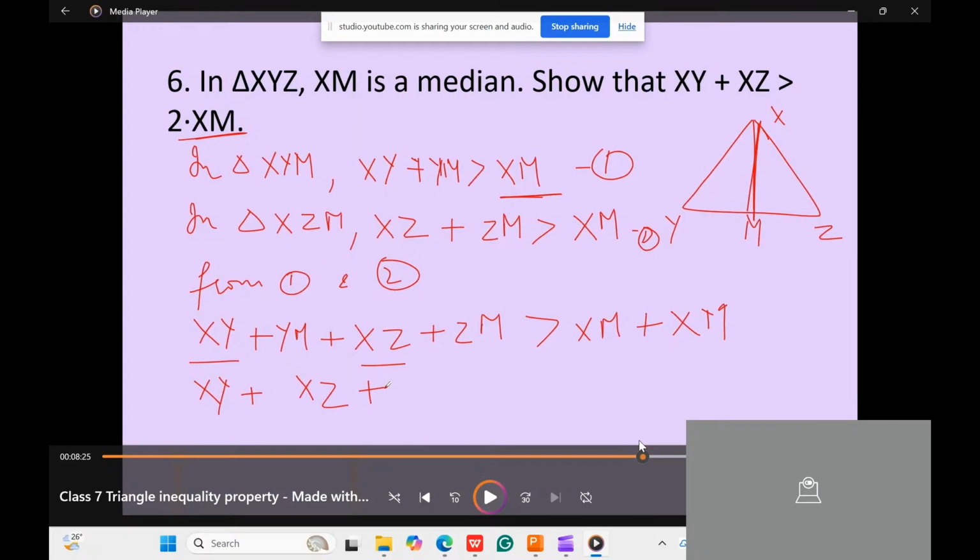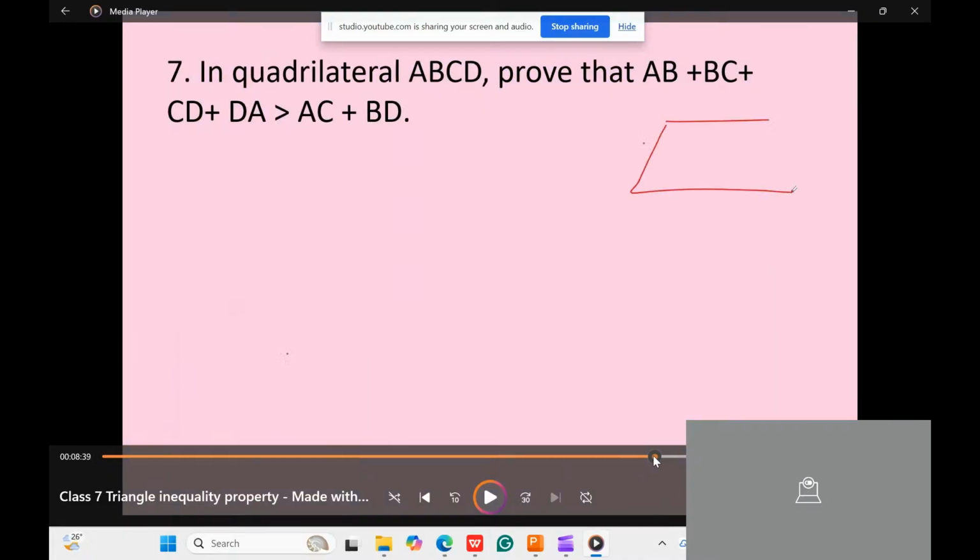Okay. Why don't you all try this question on your own? I'm posting it and leaving it here for you all to try. Okay, did you understand? Yeah.